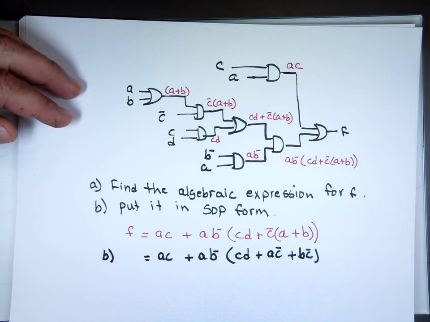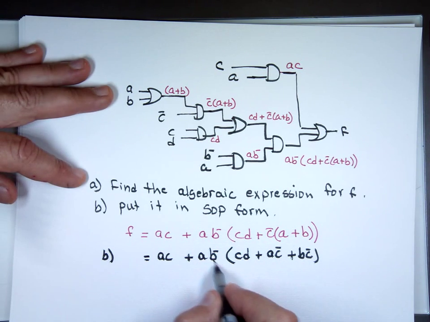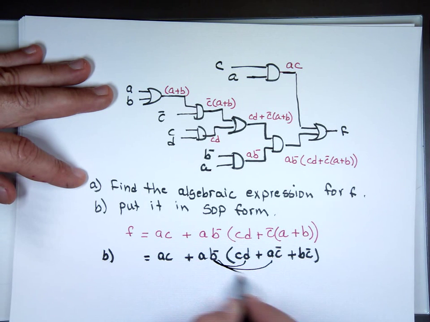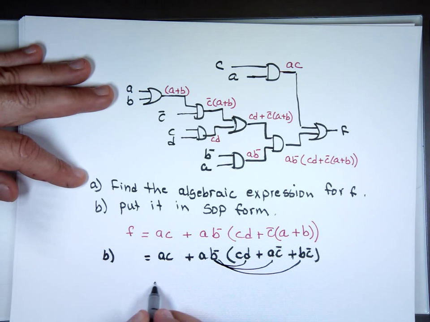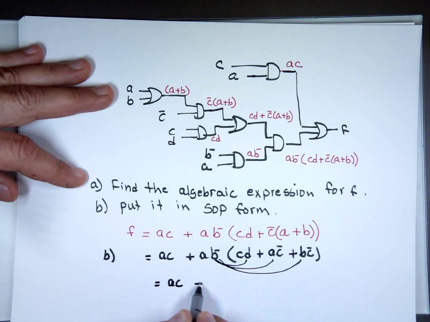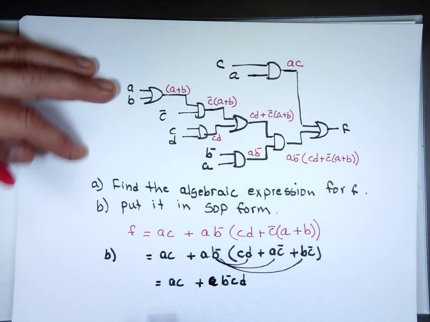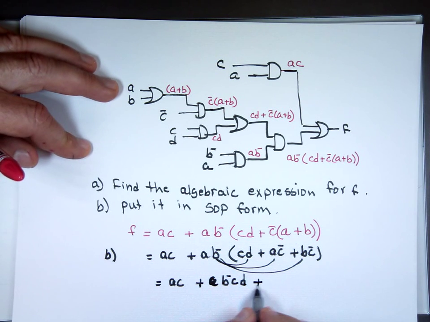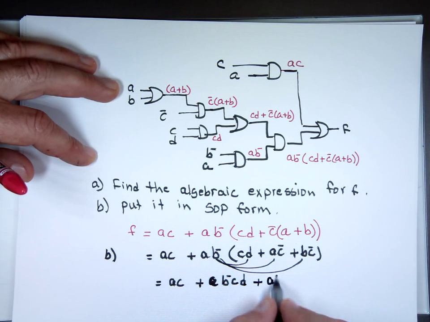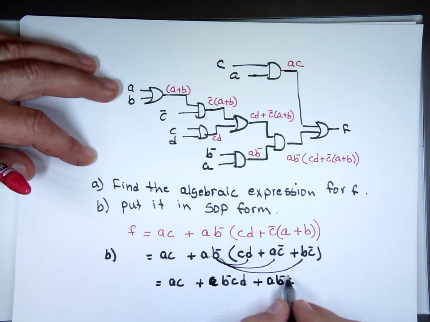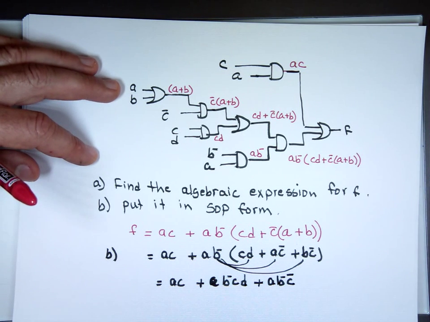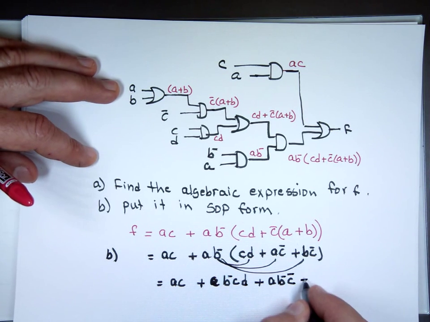Now let's distribute that. That will make it what? A, B bar, C, and D. A and A will give me an A, B bar, C bar, right? And the last one, what's the last one? 0. It's an AND gate where you have B and B bar in it.